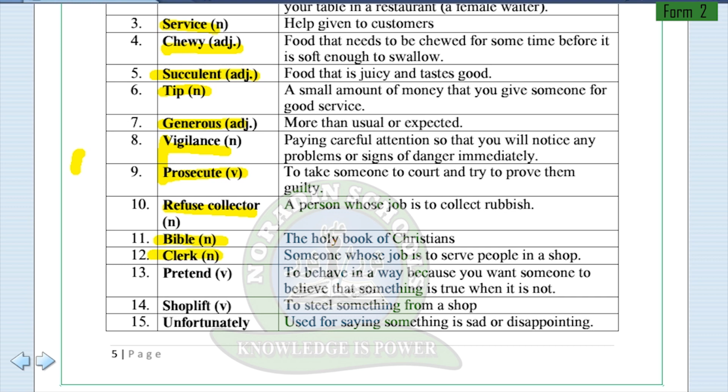And clerk. Someone whose job is to serve people in a shop, collect, something like he accounts or he calculates something in a shop. Pretend, this is a verb. To behave in a way because you want someone to believe that something is true. For example, we have seen so many young generations pretend as though they are from diaspora. They can say, he is not a diaspora, he was born here, but he pretends as though he came from America.